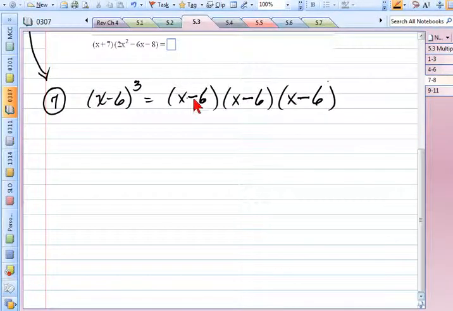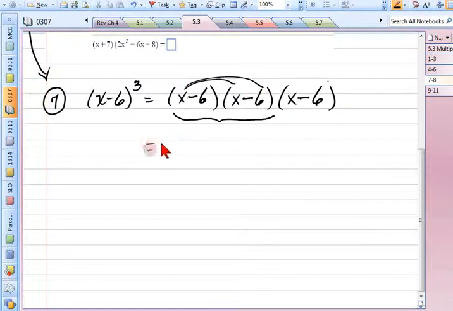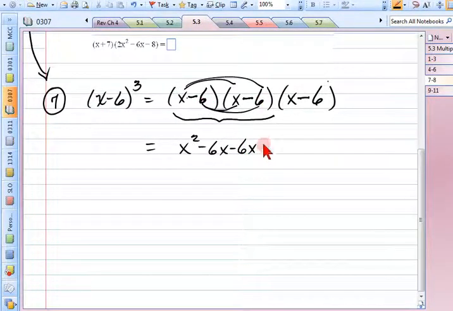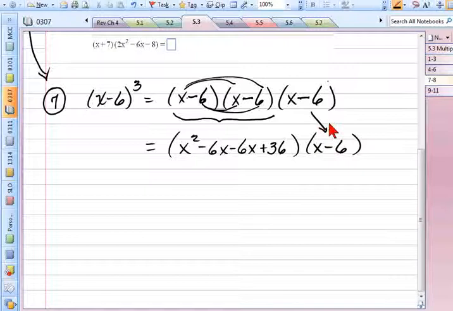All right. I'm going to go ahead and multiply the first two. Using the distributive property, x times x gives me x squared. X times negative 6 gives me negative 6x. Moving over to the negative 6, negative 6 times x is another negative 6x. And negative 6 times negative 6 is plus 36. Now that's all I'm doing for that step. The last factor just came straight down.